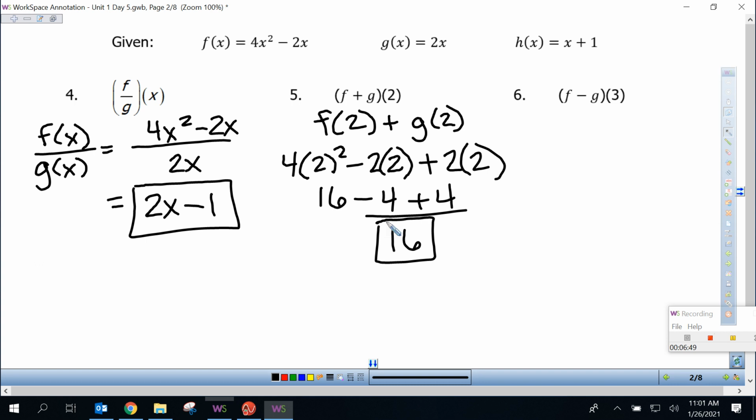Number 6. How can I rewrite number 6? f of 3 minus g of 3.